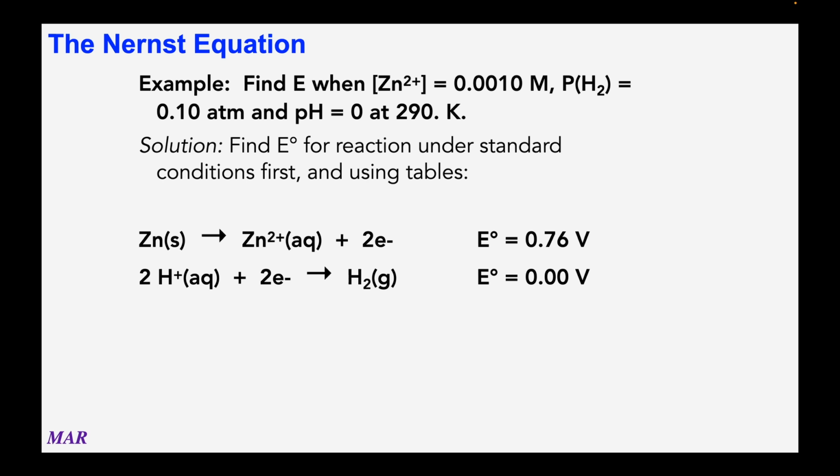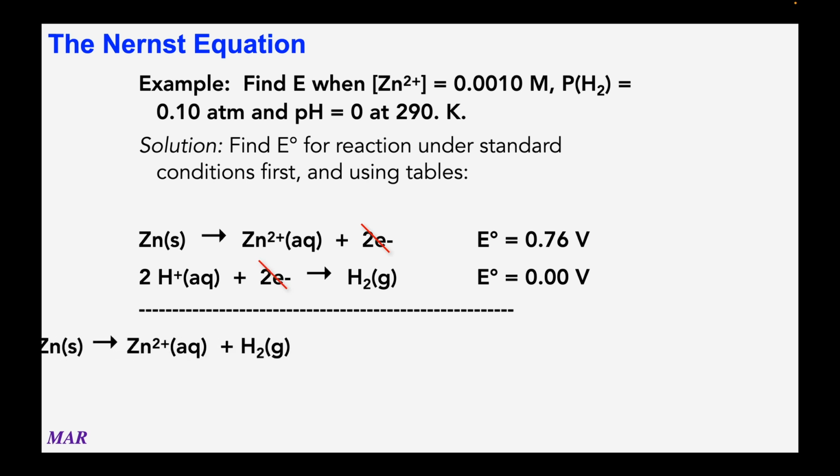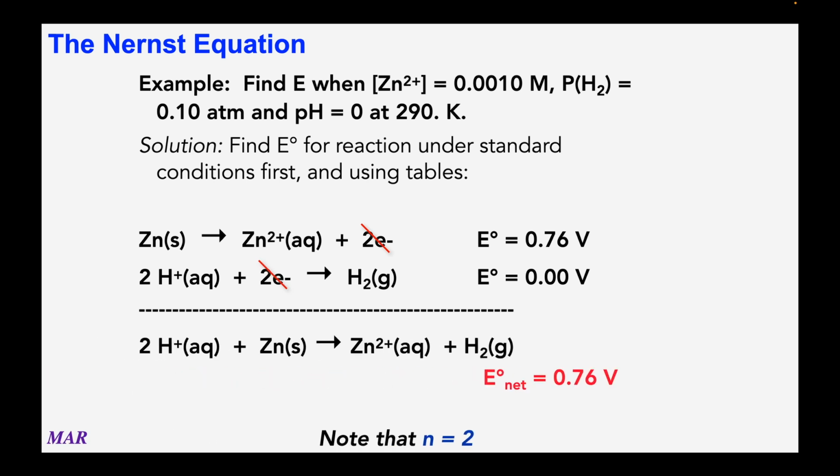So if you look up on tables, you'll find zinc going to zinc 2 plus and H plus going to hydrogen gas, and there's the two cell potentials right there. The second reaction is the SHE reaction. It's kind of the way that all the cell potentials are measured. But the important thing is that when you add those reactions together, the electrons cancel out. You've got 2H plus and zinc going to zinc 2 plus and hydrogen gas, and the cell potential positive 0.76 volts. So positive values are the ones that are going to occur.